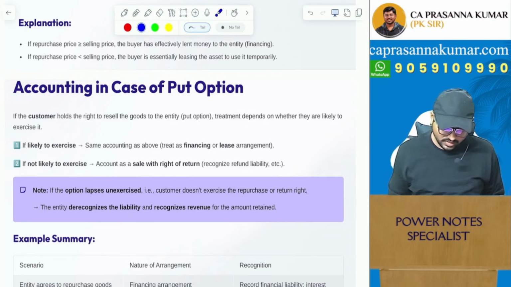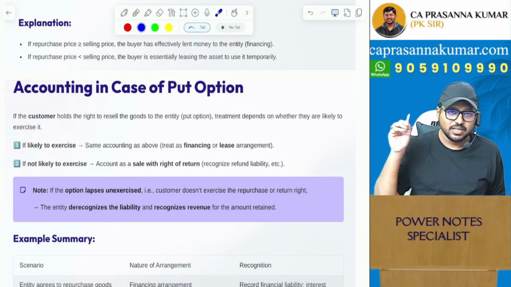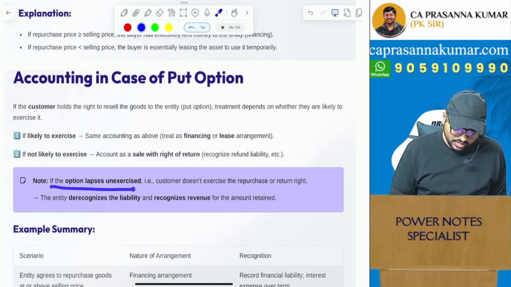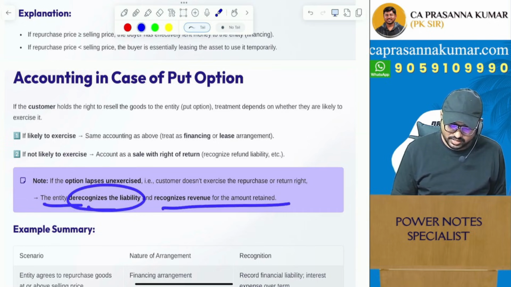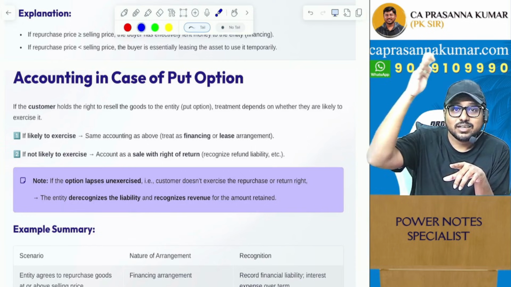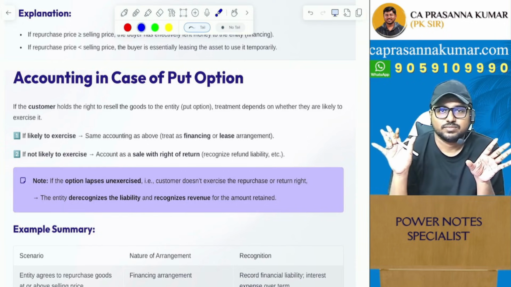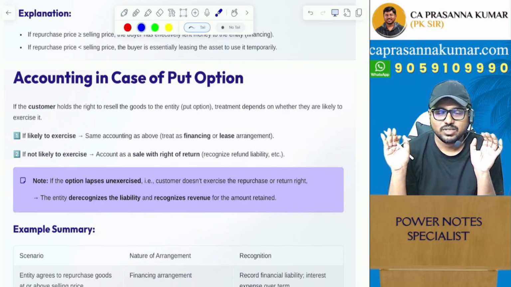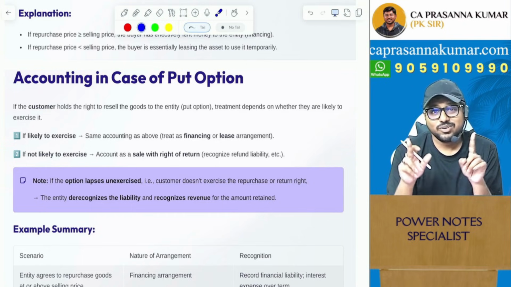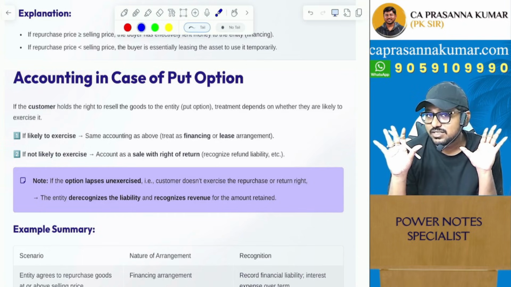Got it? And you will be recognizing a refund liability at the beginning when the sale eventually happens. So if the option lapses unexercised, the customer does not exercise the repurchase or return right, the entity de-recognizes the liability and recognizes revenue. So revenue you should recognize after getting clarity that the customer will not return the goods. On that day when the option has lapsed in the hands of the customer, only then is your sale certain. Till that time there is uncertainty.